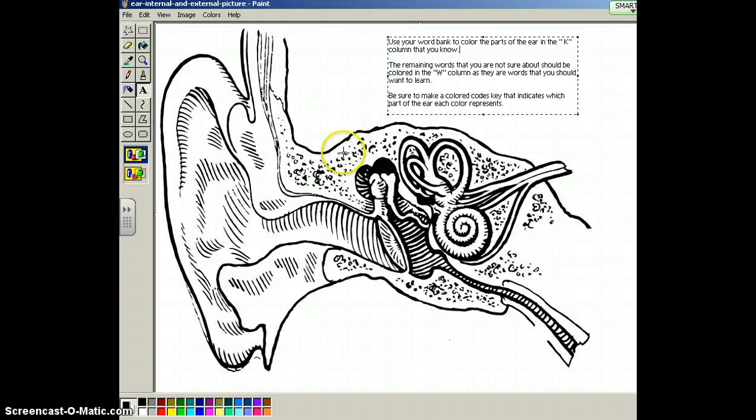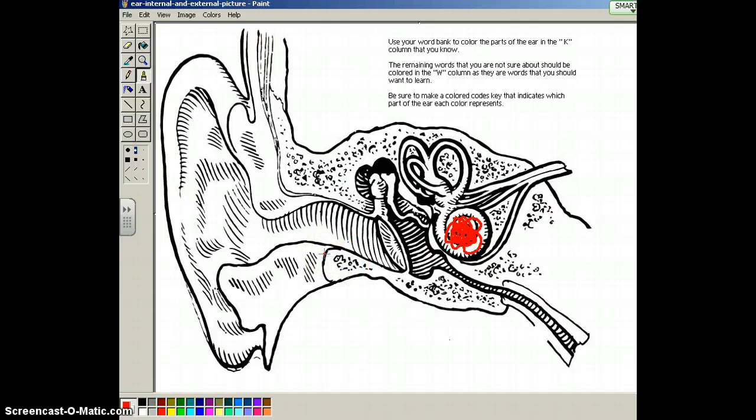So, for example, in the W column, if they didn't know where the ear canal was and they thought the ear canal was perhaps right here, they were supposed to color this any color of choice and then make me a key that says red is the ear canal, or draw me a little red box and beside it write ear canal, or write ear canal in red, however they chose to do their key or legend. And that is what they had to do with the ears.